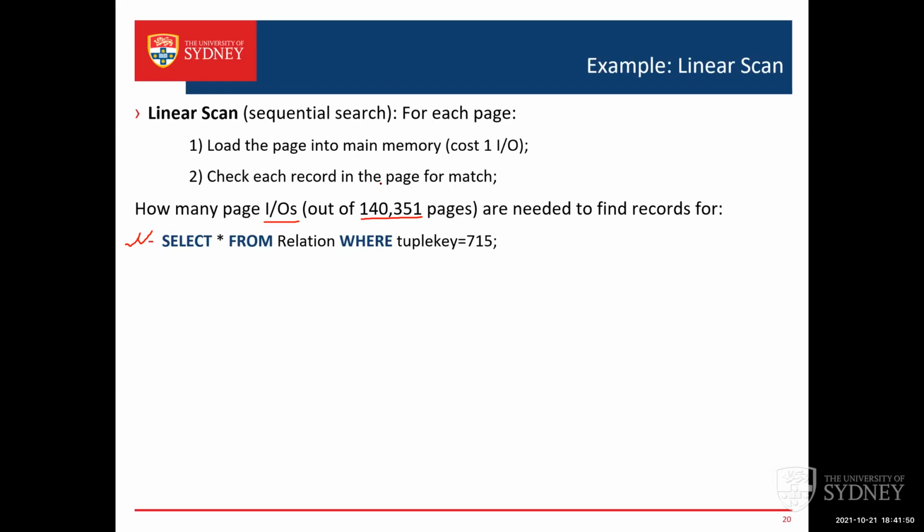A few things to notice. First, we are looking for data where the tuple key is the primary key, right? So primary key, what does that mean? It means that it can appear only once. Once we get that one, we can stop.